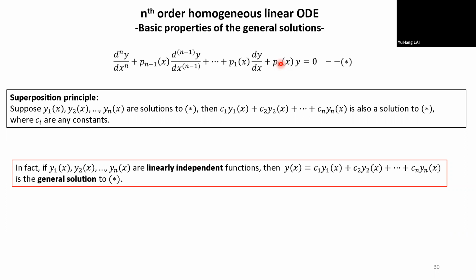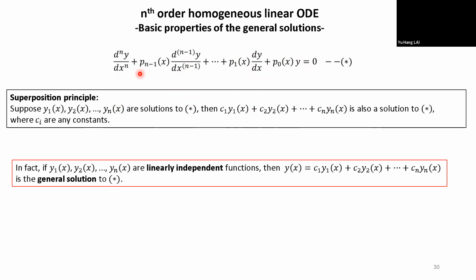Now, if I have an nth order ODE, then you'll be able to find n solutions which are linearly independent. And then the linear combination of these n solutions will also be a solution, and in fact, that is the general solution to this equation here.